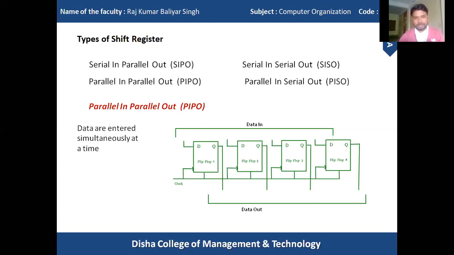Okay, as well as we can connect the data at the Q terminal. So in case of a parallel out shift register with a single clock pulse, all data can be entered into this register. So all data can be collected at that register.